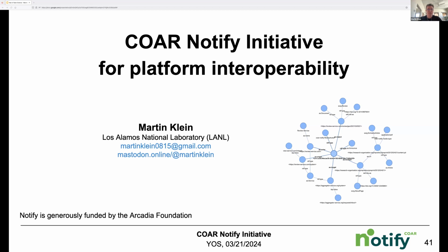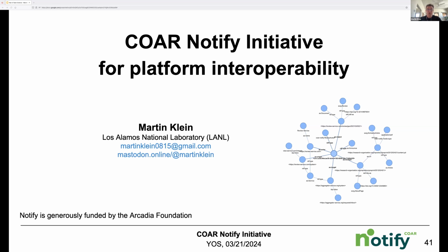All right, great. Thank you so much, Kathleen and Peter. I will be talking a little bit about the COAR Notify initiative, and I'll try to make the case of how Notify fits into this landscape and advances the state of the art as we move towards a more distributed, more sustainable, more standards-based and community-built open scholarly communication infrastructure and ecosystem.